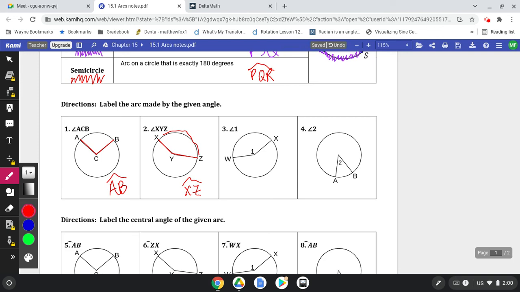Okay, angle 1, we haven't talked about this. This is not 1 degree. If there was a degree sign, that would mean the angle is worth 1 degree. It is 1, it's a label. So this one is just arc WX or XW. Finally, angle 2 would be AB.